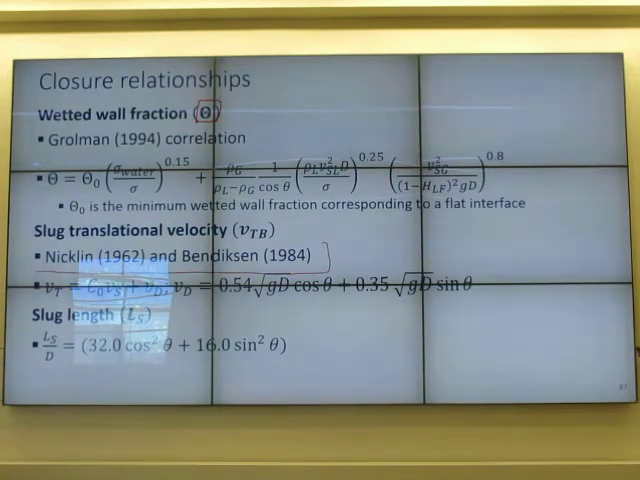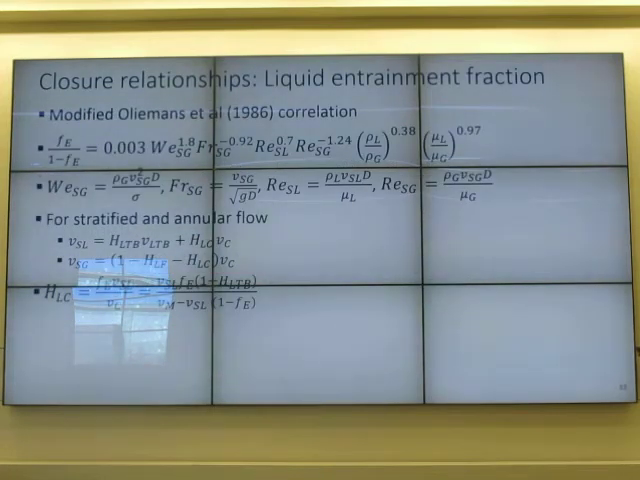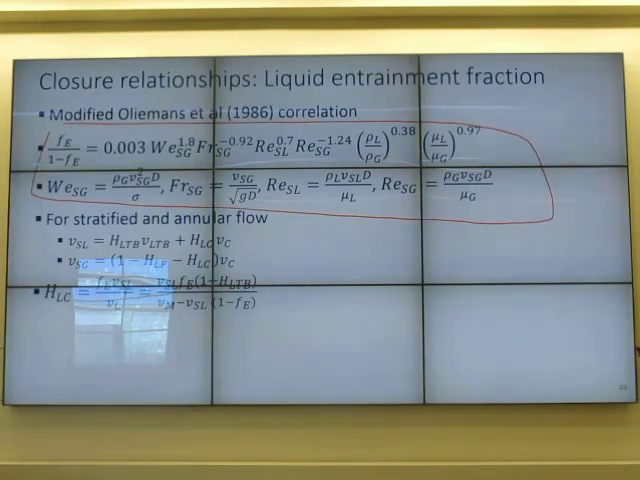They use the one that everyone uses, Nicklin-Bendiksen, for VTB. The slug length may be a little bit new. They didn't use 30 diameters, rather they use this. What does it mean? Theta equal to zero, LS over D is 32, it's not 30. At 90 degrees upward, this term is gone, then it is 60 diameters. Okay? That's how they do it. They have a modified Oliemans equation for F sub E and entrainment fraction. For stratified and annular flow, they use this expression for VSI, VSC, the same one that we already have. So this is actually quite the same as Albert's model.